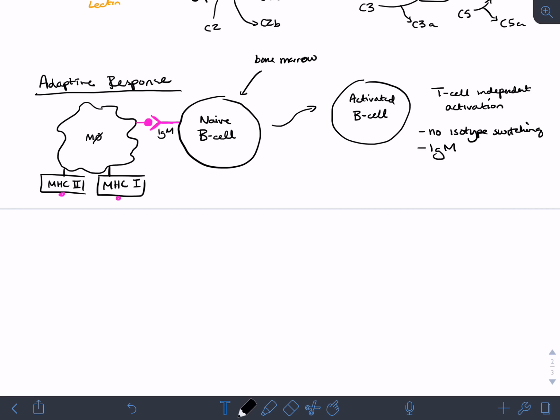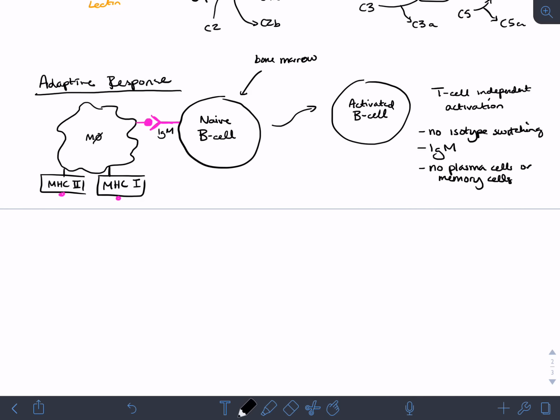It cannot become IgD or A, well, no, it already has IgD. It cannot become IgA, IgE, or IgG. It cannot become any other type of isotype. The other problem is that you cannot make plasma cells or memory cells from these. So these are very short-lived cells, and they can't really do quite as much. Okay, so that's why you have T cell dependent activation.